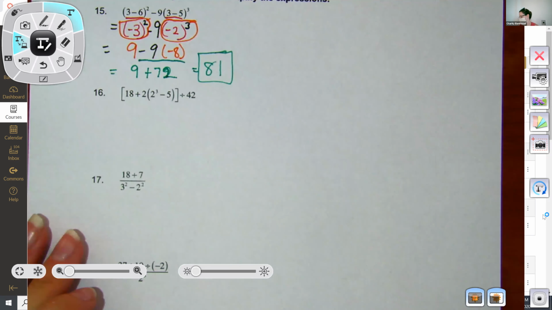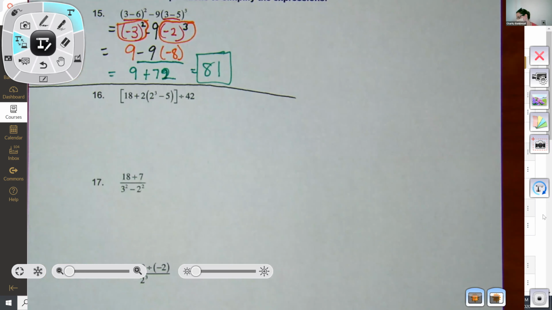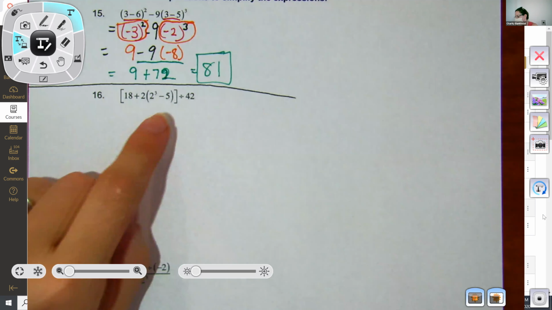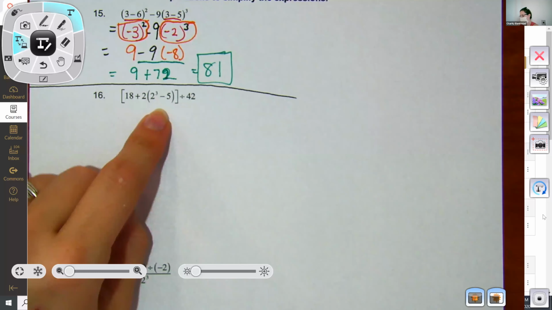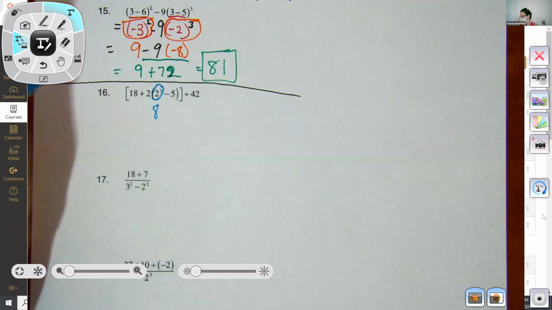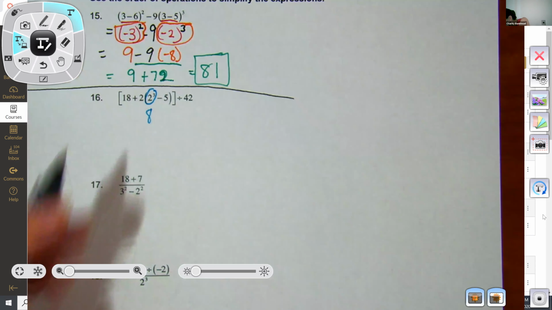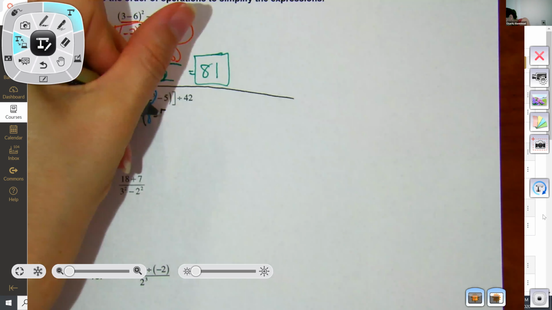All right, number 16. Let's start on the inside of the parentheses. Inside the parentheses, I've got 2 cubed minus 5. So within that, I'm going to start with 2 cubed. 2 to the third power, 2 times 2 times 2, is equal to 8. I'm just going to bring everything else down. I'm still including those parentheses, so that's going to be 8 minus 5 in parentheses.